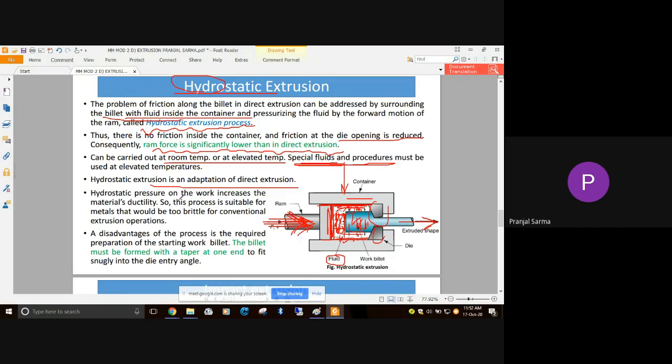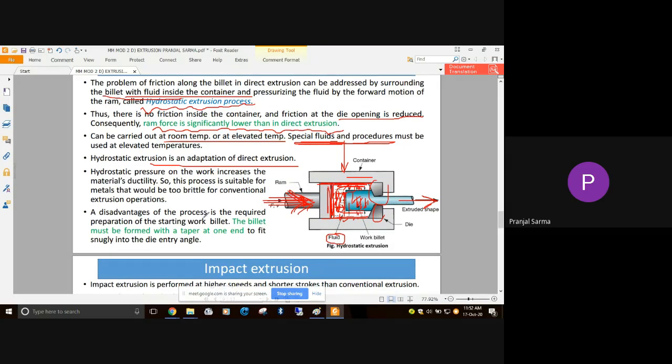Now what are some of the advantages? Because of this hydrostatic pressure that we apply on the work, it increases the material's ductility. And if that is happening, then this particular process is suitable for metals which are generally too brittle for normal conventional extrusion operation. So we can work with more brittle metals, which cannot be easily handled by conventional direct or indirect extrusion, with the help of hydrostatic extrusion. So that's the main thing.